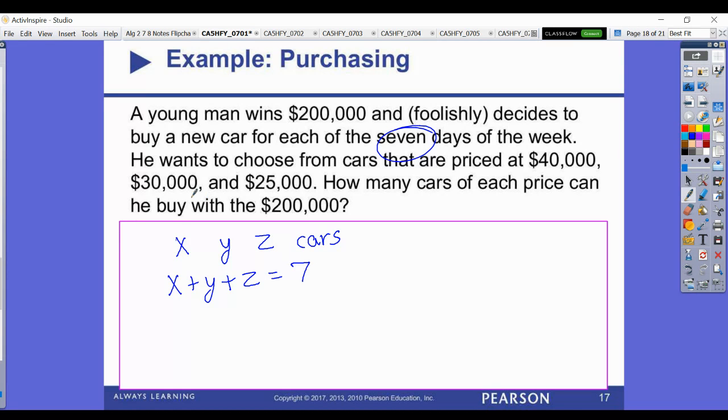And I know how much they cost. It's $40,000 for x, $30,000 for y, I'm just doing them in order, and $25,000 for z, and I have a total of $200,000 that can cost me. So there's another equation. That's all they give me. I only have 2 equations. If I only have 2 equations with 3 variables, this is guaranteed to be not independent. So we're going to go ahead and solve it and see what happens.